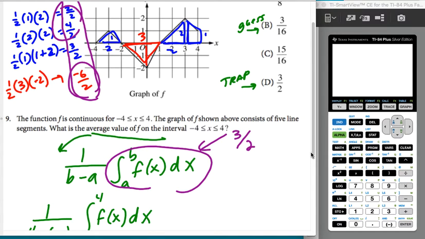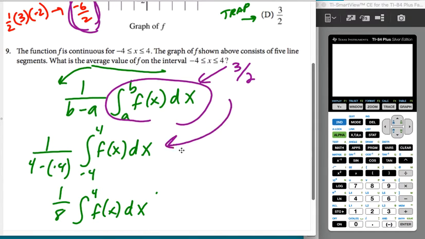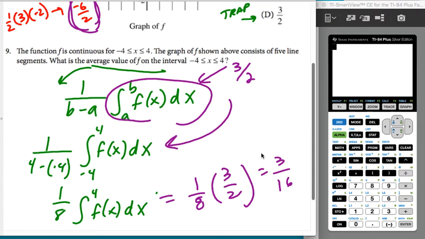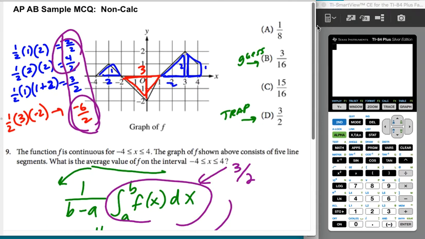And I think that my gut instinct checks out, right? So this is 3 halves. So I get 1/8 times 3 halves, and sure enough, 3 halves was the trap answer, and 3/16 is the right answer. I certainly wouldn't have just gone on my gut to answer that on an AP, but as you do a lot of these problems, you can sort of start to anticipate where the traps are going to be.